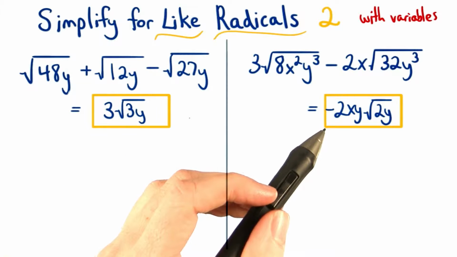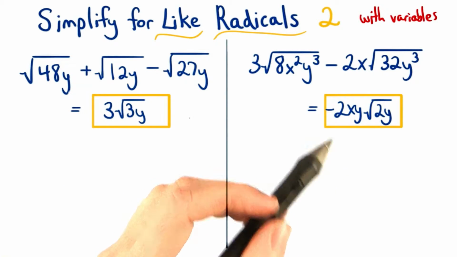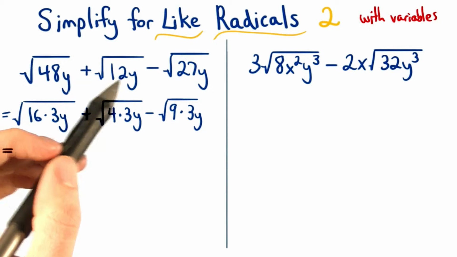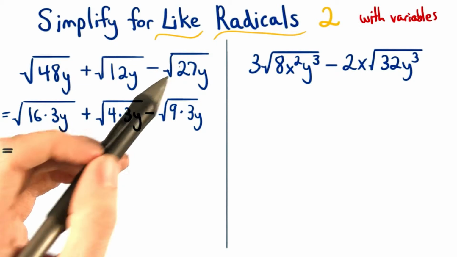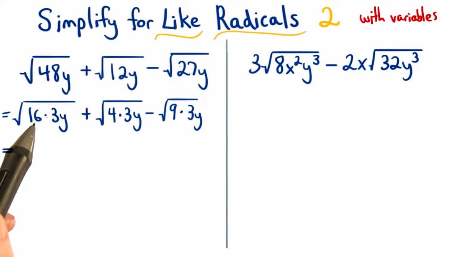Here are the two solutions. Great work if you found both of those. First, we split up each of these numbers into two factors. We want to make sure that one of the factors is the largest square number that divides into it.